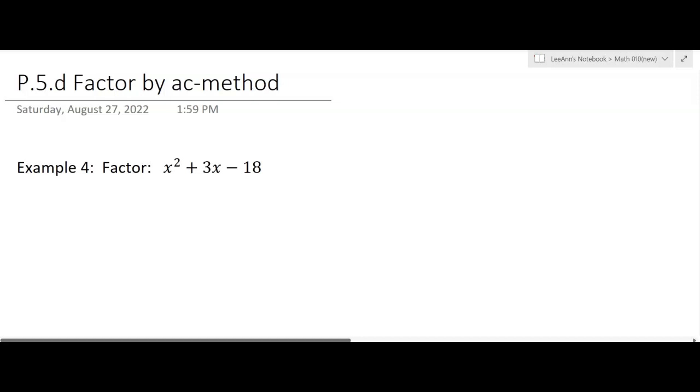Okay, so in this video I'm going to talk about what's called the AC method. It's not mentioned in the textbook. And some of you may be used to what I call the big X method, something like that. And you put a number here and a number here, and then you figure these numbers out. So if you learned that method and you feel comfortable using it, do that.